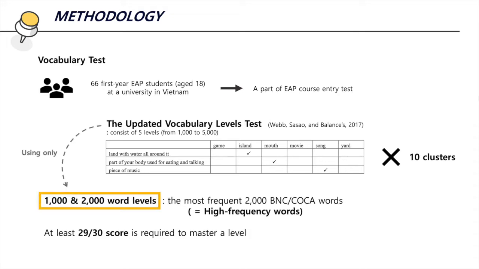The updated Vocabulary Levels Test originally has 5 levels, but the authors used only the first and second 1,000-word levels that represent high-frequency words. The remaining 3 levels, 3,000 to 5,000, represent lower-frequency words.